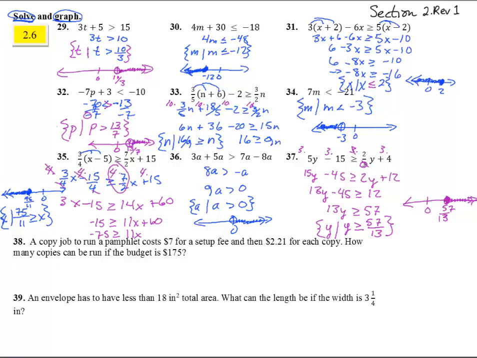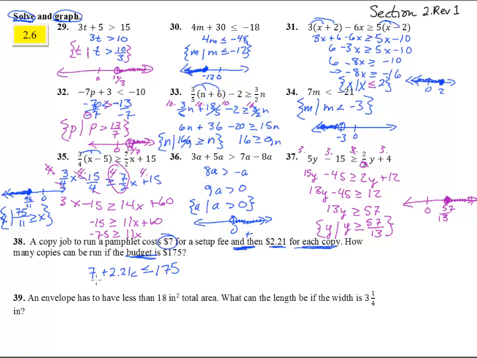Good. Number 38. A company job to run a pamphlet costs $7. So that's one thing for a setup fee. And then an additional $2.21 for each copy. So that's going to be a plus. How many copies can be run if the budget is $175? So $7 plus 2.21 times the number of copies, I'm going to use C for copy. $2.21 for each copy plus $7 has to be less than or equal to $175. And that's what we have with the budget there. We have to be smaller than that.